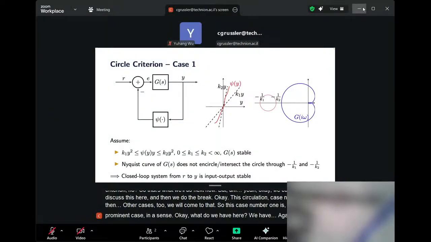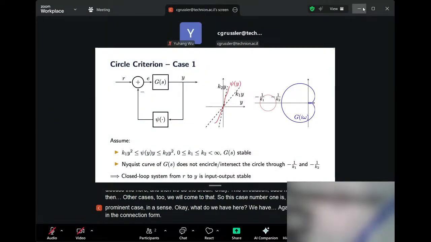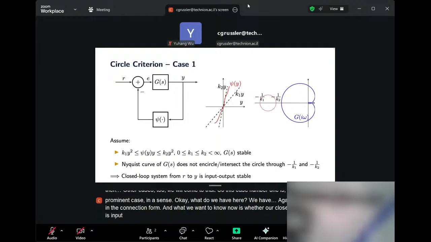But yeah, okay, we can at least discuss this here. There's the circle criterion, case number 1, and then other cases too, we will come to that. This case number 1 is the most common case in a sense. What do we have here? We have again our feedback interconnection form. And what we want to know now is whether our closed loop system is input-output stable from r to y.